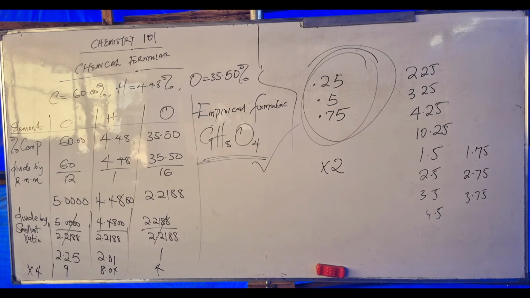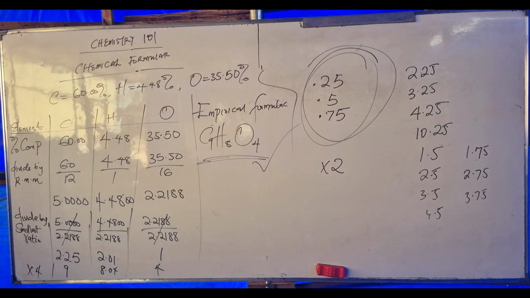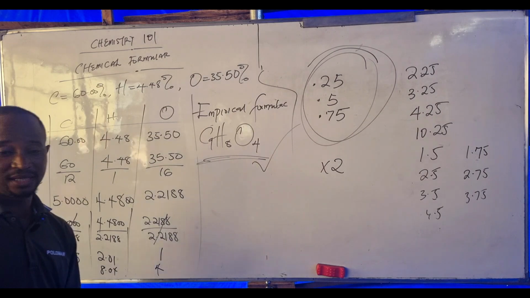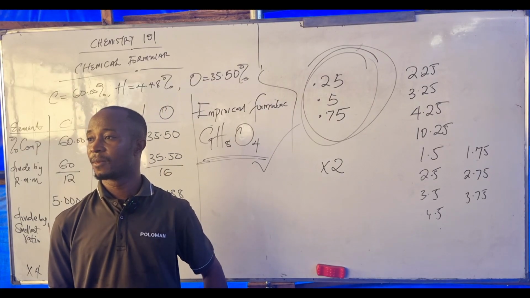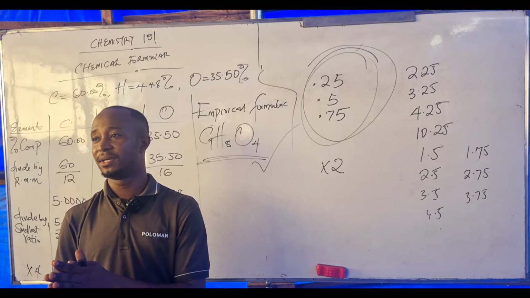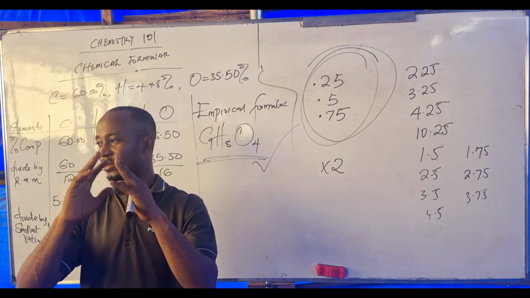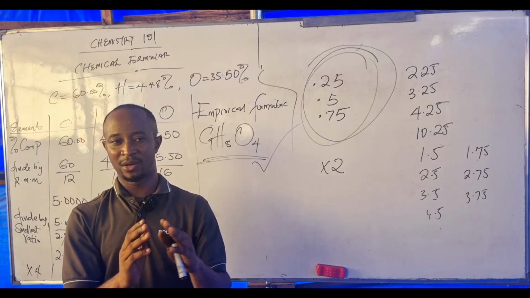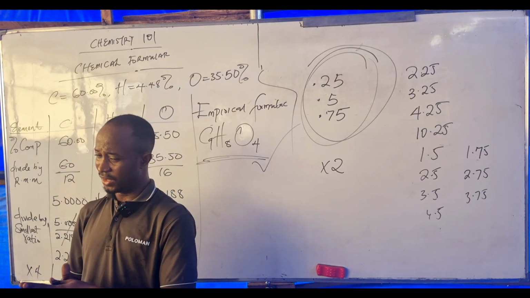This question is from last year. Hope you can solve this. Can you solve this? Let me see your hand up. Those that say yes, how do we solve this? We have just 2 elements given, carbon and hydrogen. So what do you do? You add up their percentages and subtract from 100 to get that of oxygen. Is that clear? Do that for me now.